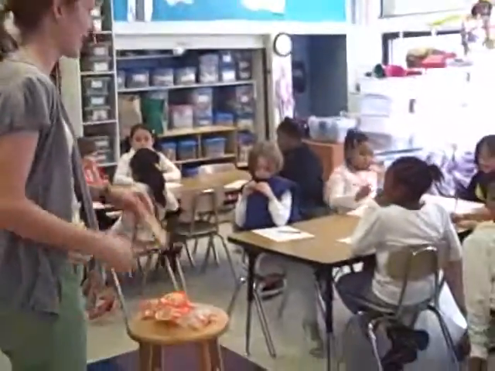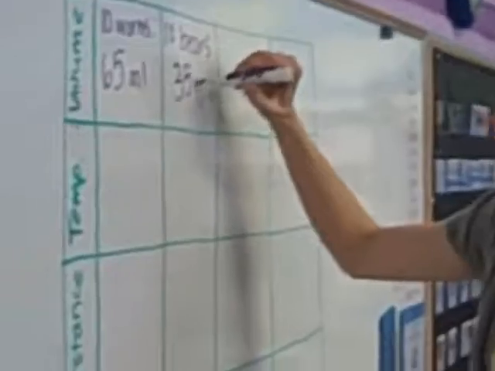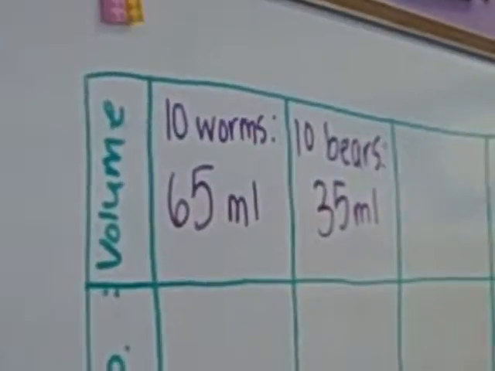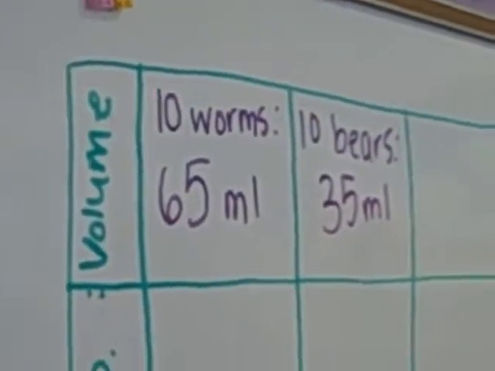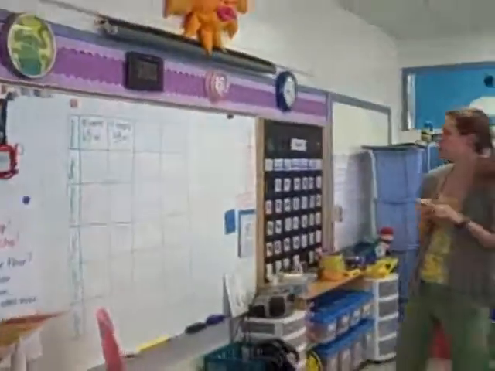My next challenge will be, can I get them out of here? Is 35 milliliters. Okay. So I need to figure out what the difference is. Which one fills more volume? So how can I set this up as a subtraction problem to compare these two amounts? Abraham, how can I set this up as a subtraction problem to compare the volume of my worms to the volume of my bears?